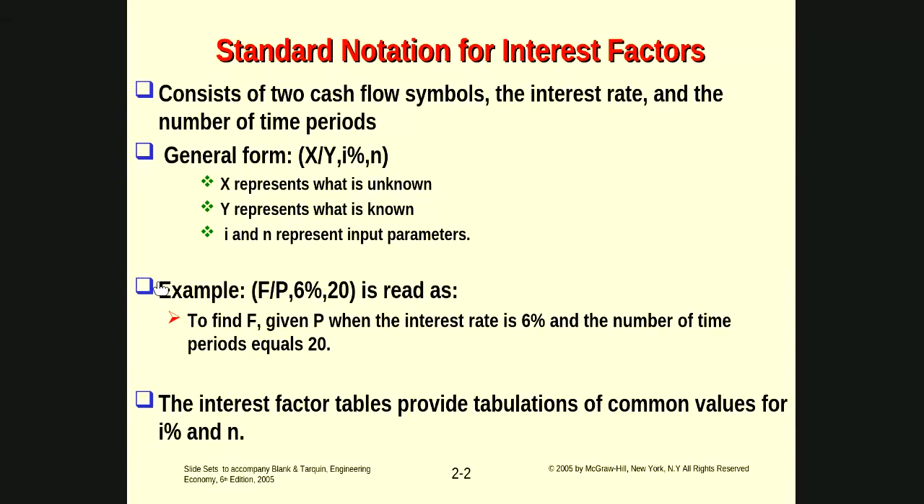So let's continue here with the standard notation for the interest factor that you need to do any formulation for an engineering economy problem. For example, the parenthesis here says the bracket F given P at 6% for 20 years. This is how it is read. It is saying that F is what needs to be found, and you are given P when the interest rate is 6% and the number of time periods is 20.